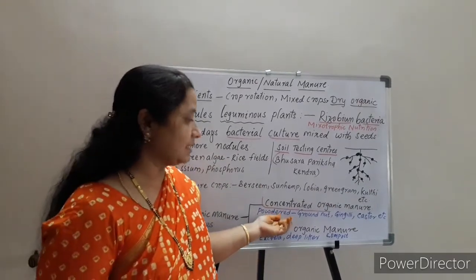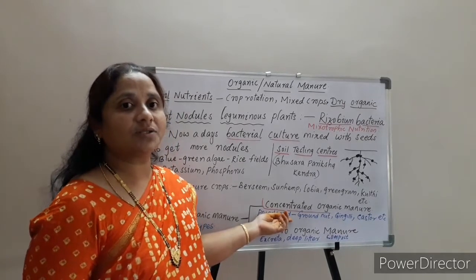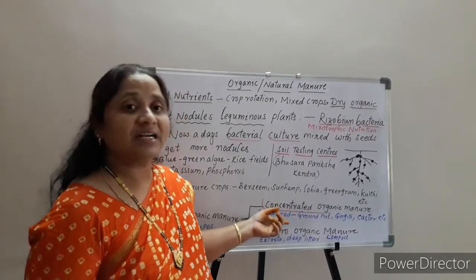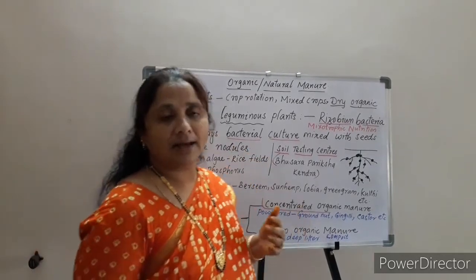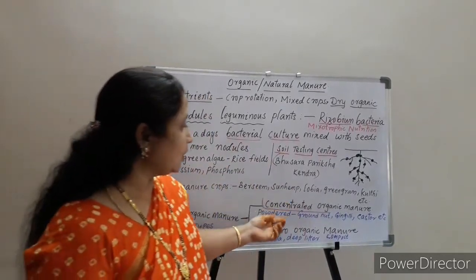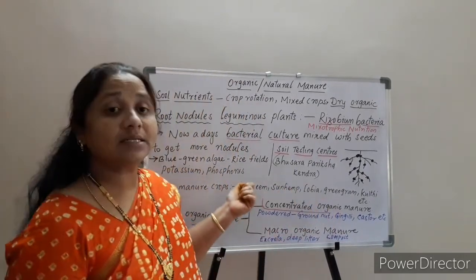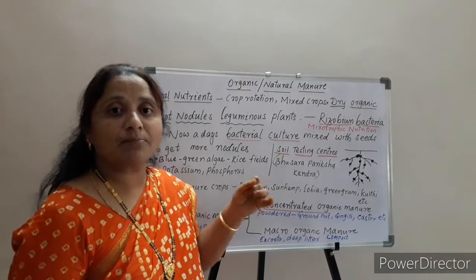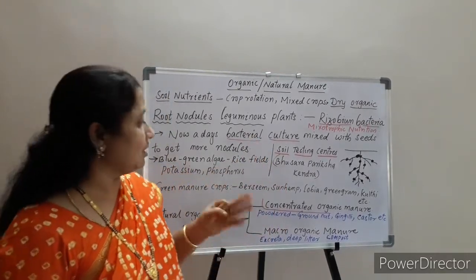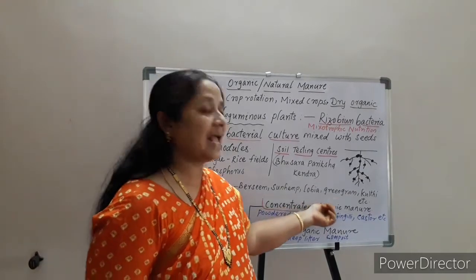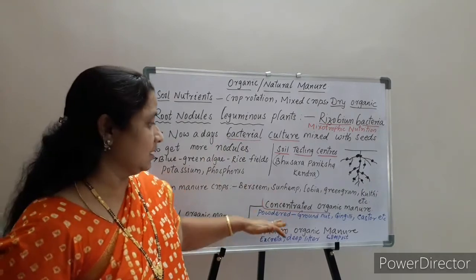It not only increases the fertility of the soil, it also increases the water holding capacity of the soil, increases the different types of nutrients in the soil and increases the productivity of agricultural fields. Powdered groundnut, gingelly, castor, neem, jatropha seeds, etc. are powdered and applied in the fields. Such a manure is called concentrated organic manure, where the nutrient concentration is high.